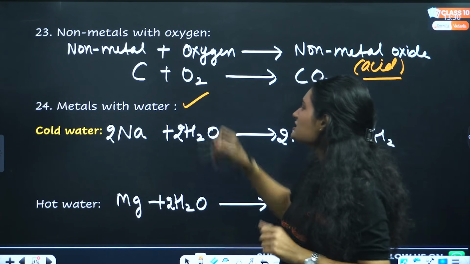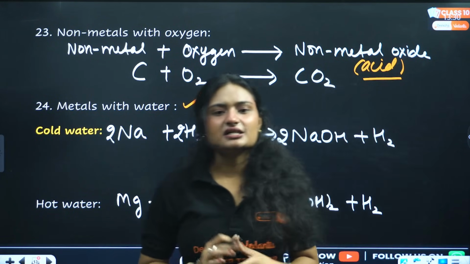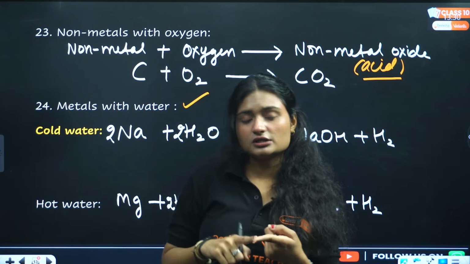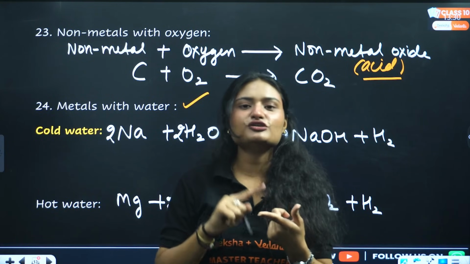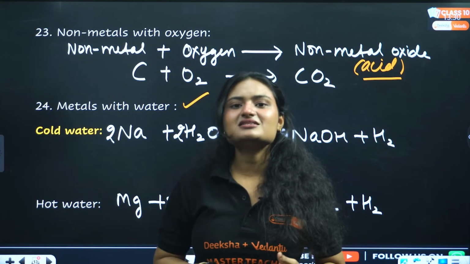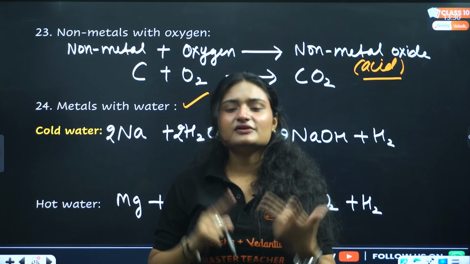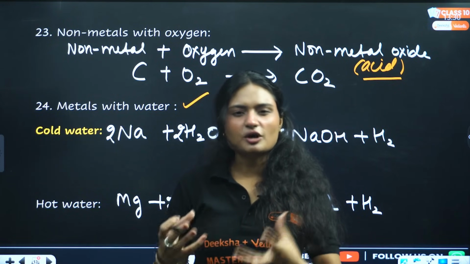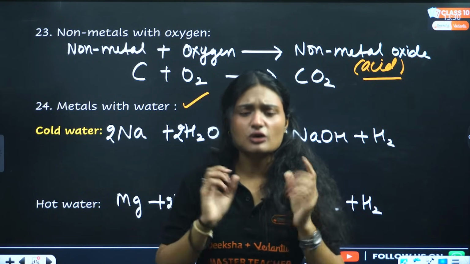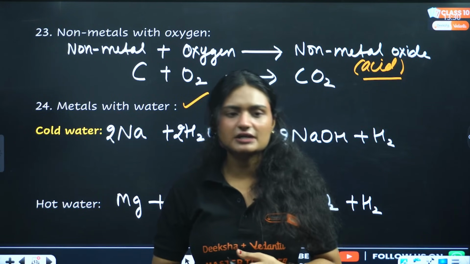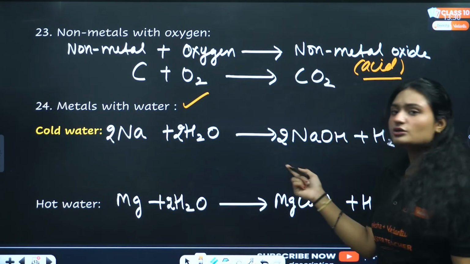Next is how do metals react with water? So there are certain categories. They either react with cold water, hot water, or water vapors, and there are some metals like lead, copper, silver, gold, platinum, copper also, right? They do not react with hot water, cold water or water vapors, right? So let's discuss the first one, which is cold water.